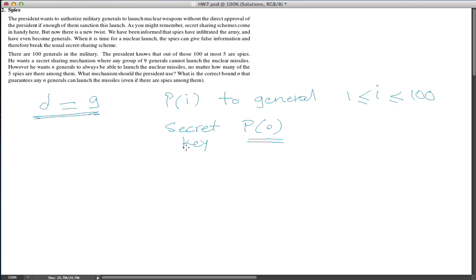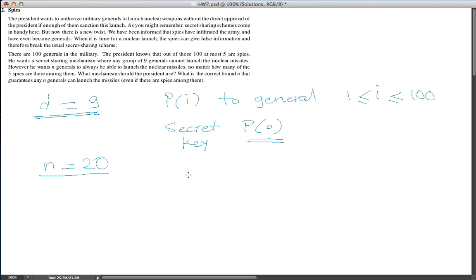Now we want to find what number n should be the total number of generals such that no matter how many spies are among them, we are sure that if they gather, they can launch the missile. So we claim that this n should be 20. Why? Because the spies are basically like errors in error correcting codes, and we have 5 spies that give incorrect information. So if 20 generals gather, we have at most 5 spies among them.